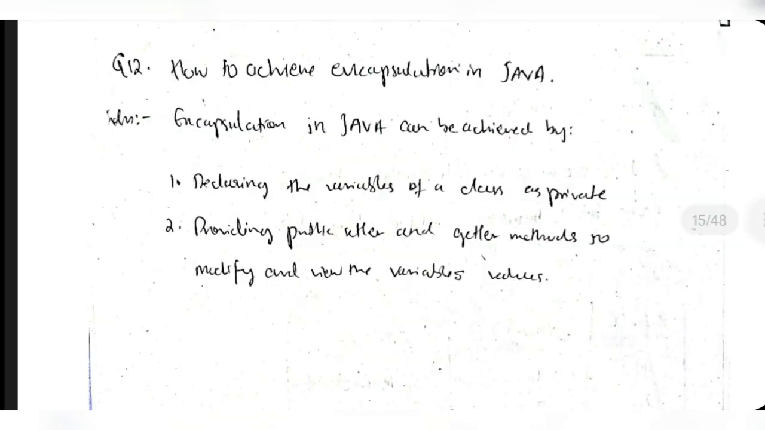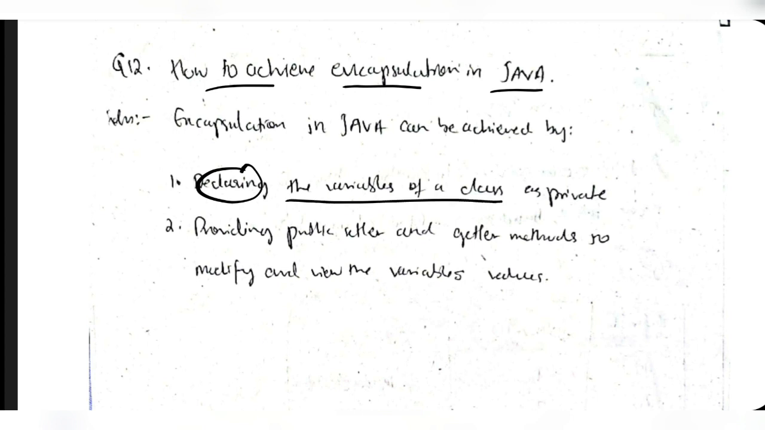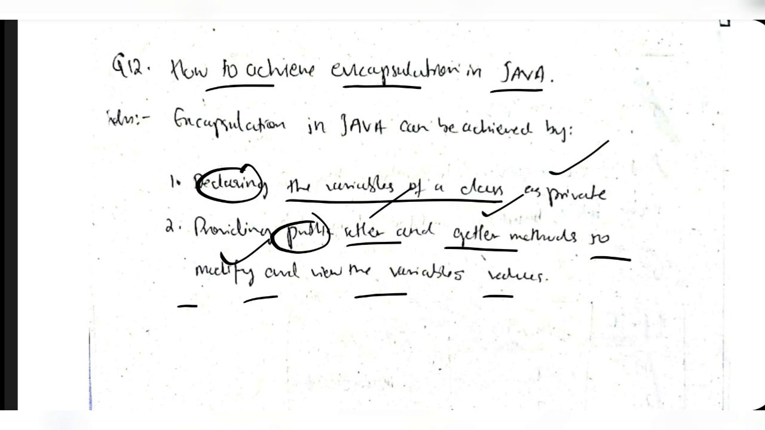The next question is, how to achieve encapsulation in Java? There are two techniques: declare the variables of a class as private, and provide public setter and getter methods to modify and view the variable values. You can't directly access them; we have to use the setter and getter functions to access those values. That is the way we achieve encapsulation, the wrapping up of data and code into a single unit.